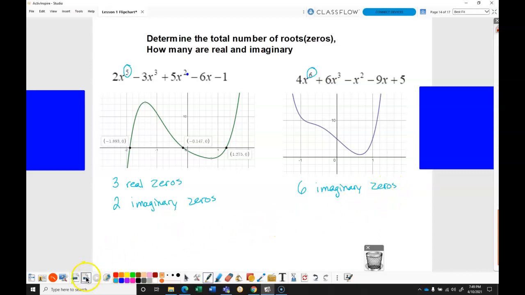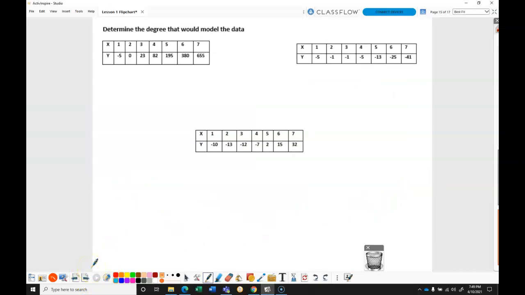All right. Now we will go to the finite differences. We need to determine what degree this model, this set of data, will actually be when we write an equation for it. And the way we're going to do that is we're going to do repeated subtractions. So I'm going to do 0 minus negative 5, and that gets me 5. 23 minus 0 is 23. 82 minus 23 is 60.